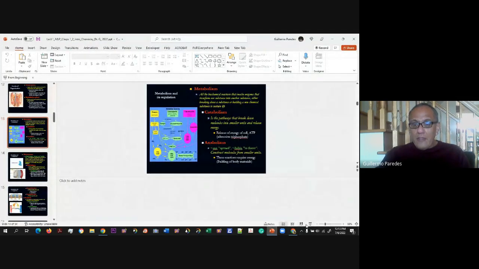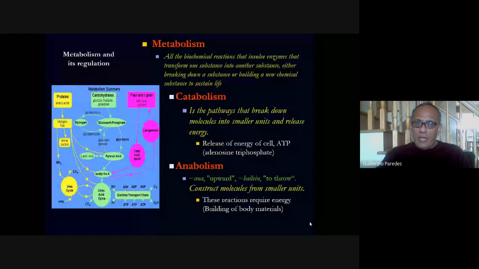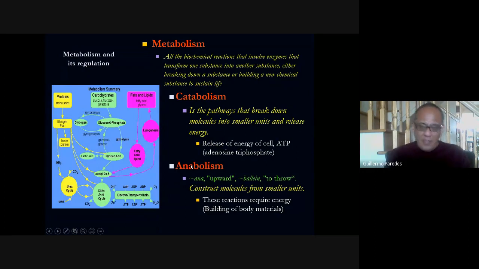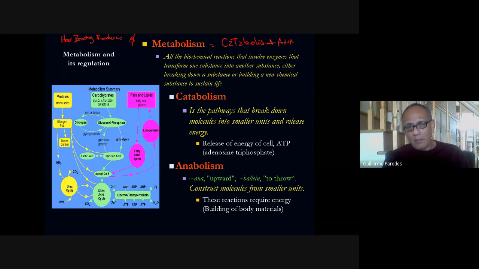All right, so there is another way that they're going to define metabolism. That is a process called catabolism and anabolism. So what is metabolism? How the body produces energy. And the other form to describe metabolism is the summation of catabolism plus anabolism.